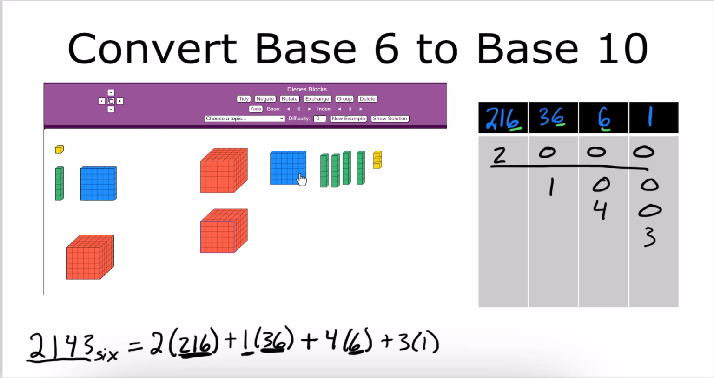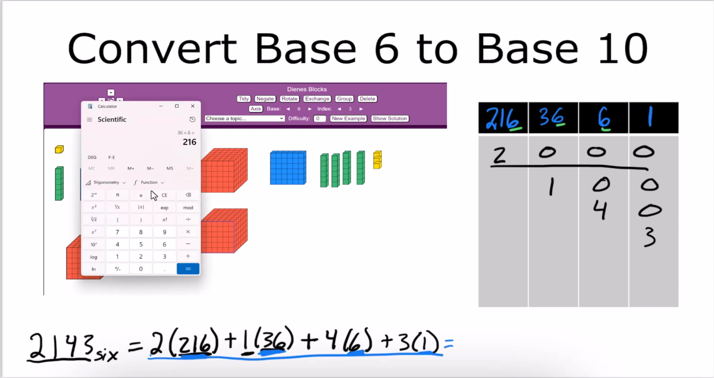And if you notice, this is basically the expanded form in the other base because we have 2 times our largest place value, 1 times our next largest, 4 times our next largest, and then 3 times our smallest place value. And to figure out what the entire number is in base 10, we just need to simplify this expanded form into a more concise form.